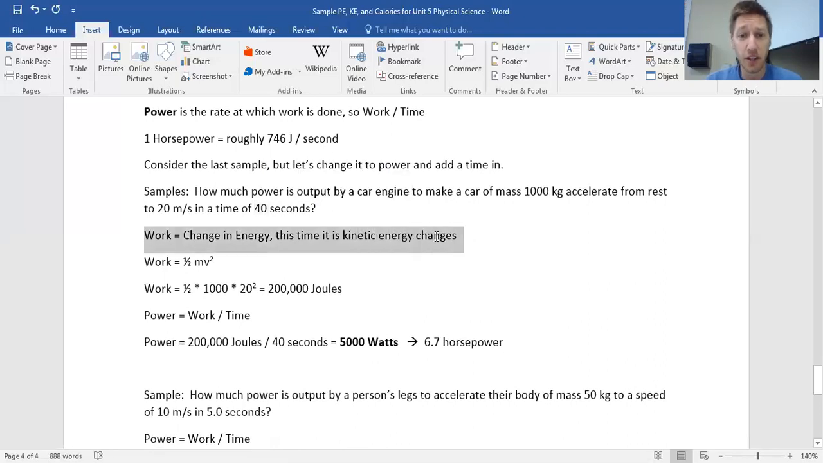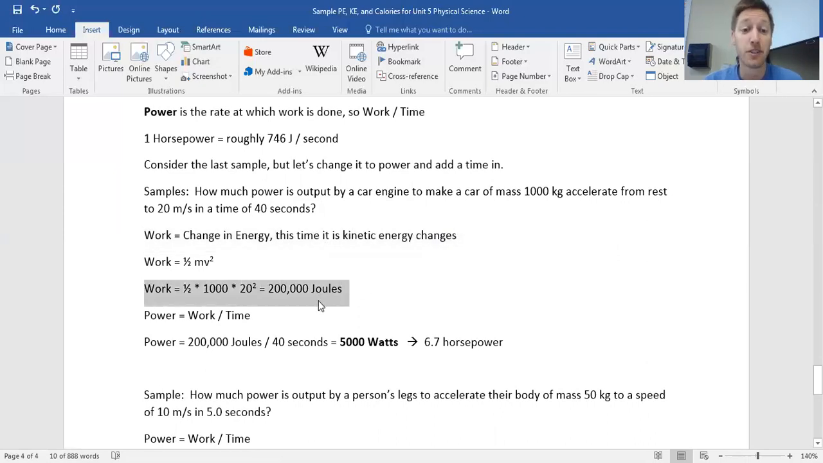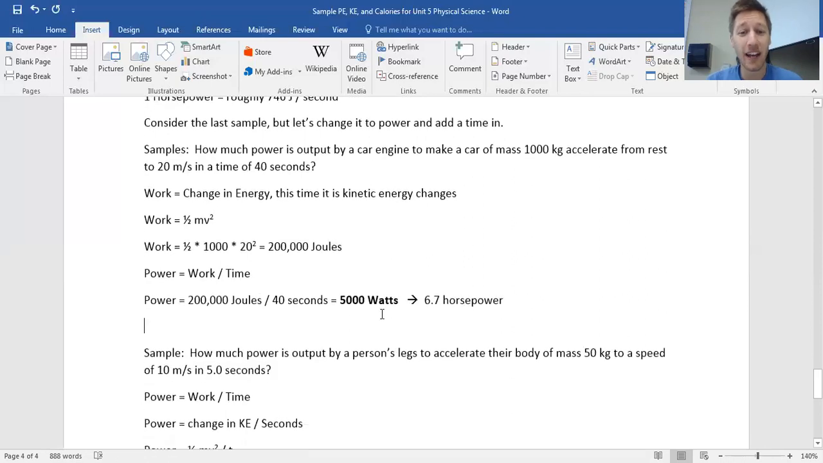Again, same thing as before. We're just changing the kinetic energy. We still get the same 200,000 joules of energy from the previous question we solved. But since it wants power, all we can do is take that work that was done and divide it by the time. So we did 200,000 joules worth of work. It took us 40 seconds. That's 5,000 watts. And that's not a whole lot. If you divide that by 750, it's roughly 6.7 horsepower. Your car probably has more than this.